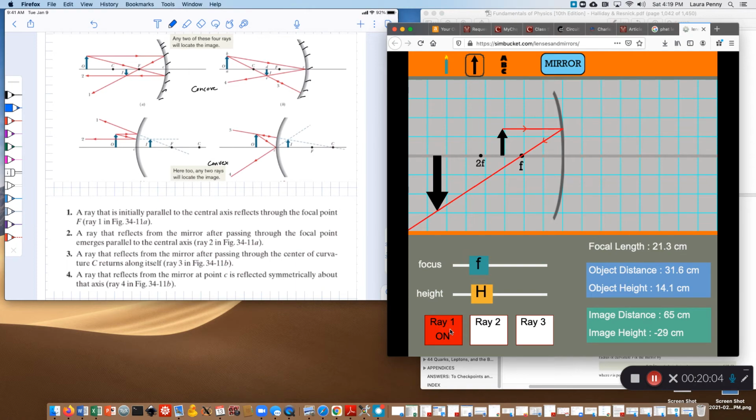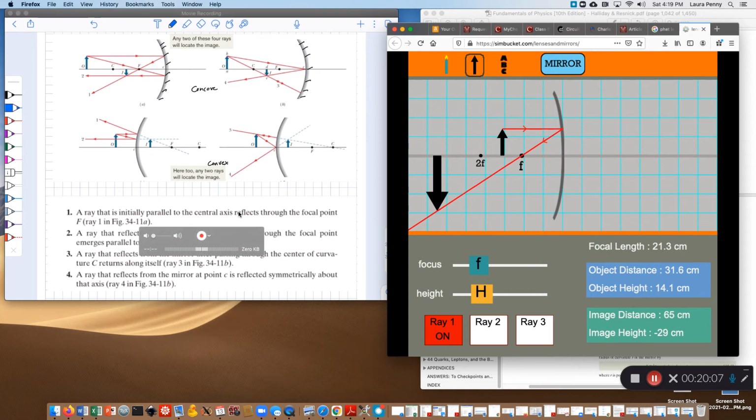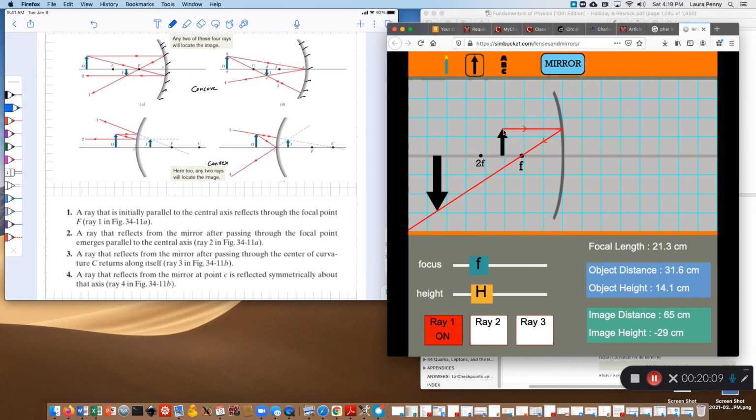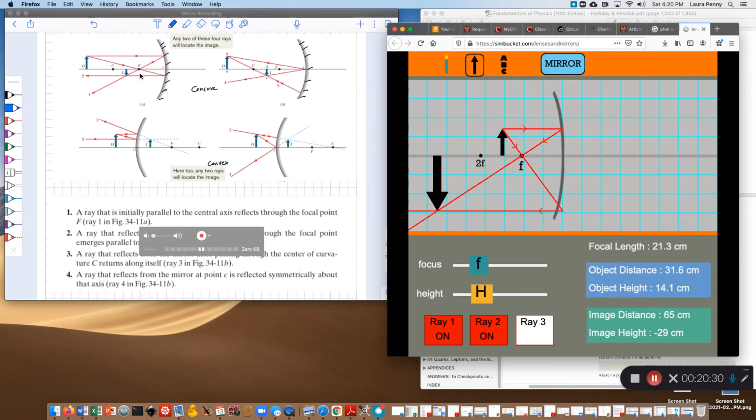Ray 1 is a ray that's initially parallel to the central axis. So this is our top line up here, and then it reflects back through the focal point. Ray 2 is a ray that goes from the top of your image through the focal point until it hits the mirror, and then it reflects back parallel to the central axis. So they're showing us those two in this top picture as well.